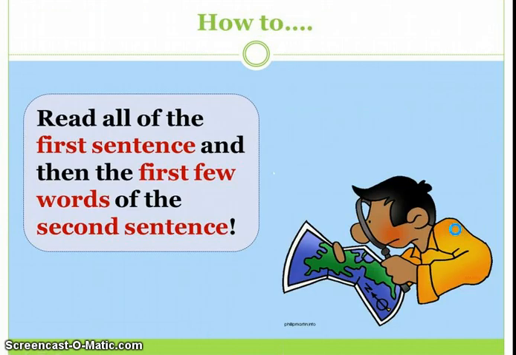So how do we do it? Well, we need to read all of the first sentence and then the first few words of the second sentence. And we'll see why that second sentence is often very important. Let's take a look at a few examples from the text you read last lesson about motor vehicles and cannabis.